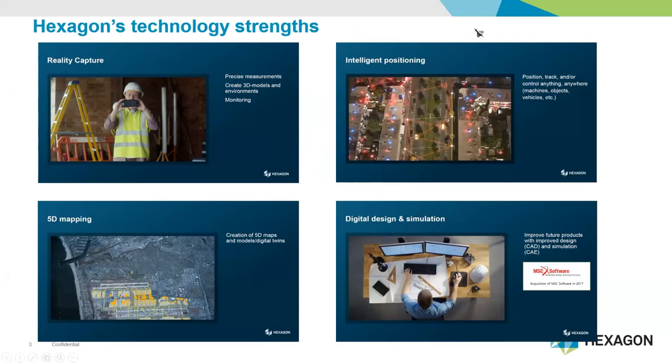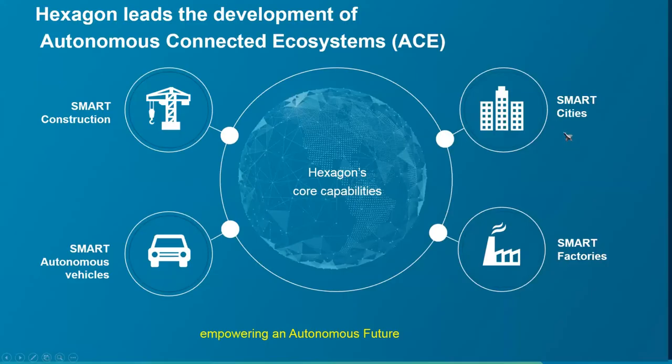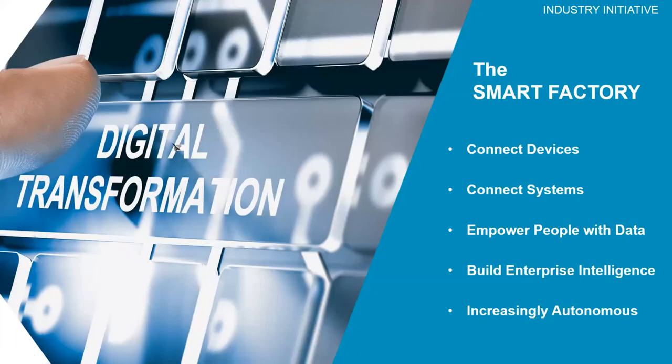So what we want to do, or what we are doing today, is to move towards what is called smart factories. So every company, every industry, is introducing the typical digital transformation, which means that they introduce devices and systems for connection to improve and use in a better way all the data of the simulation, and allowing the system to become more and more autonomous.